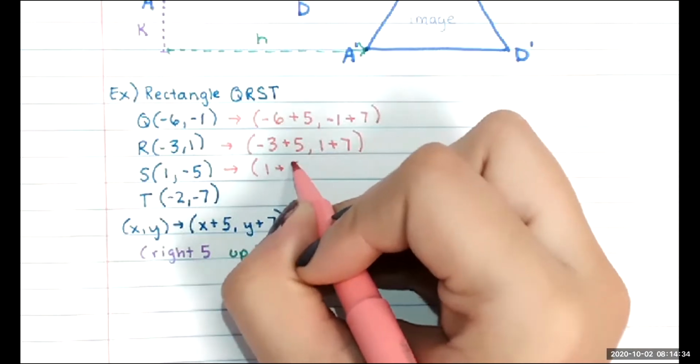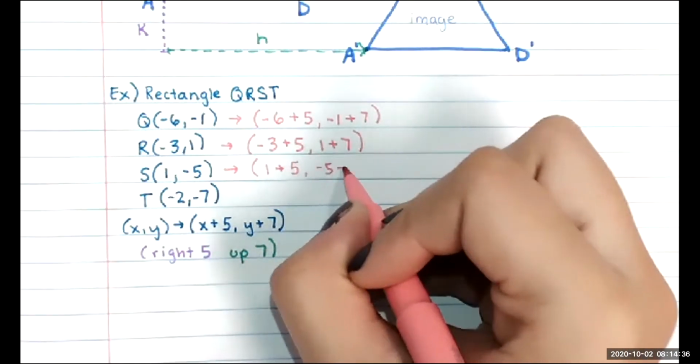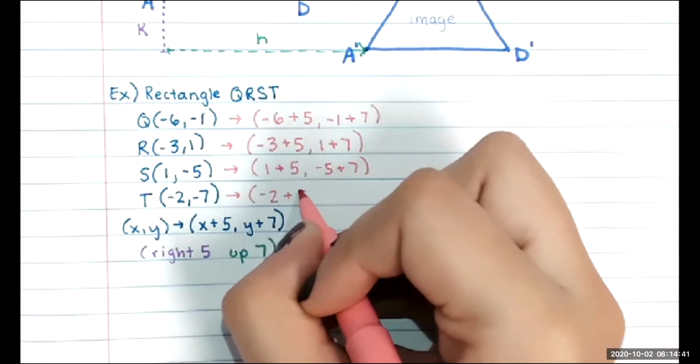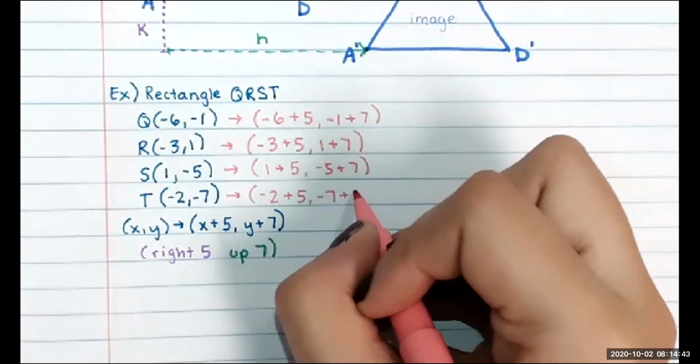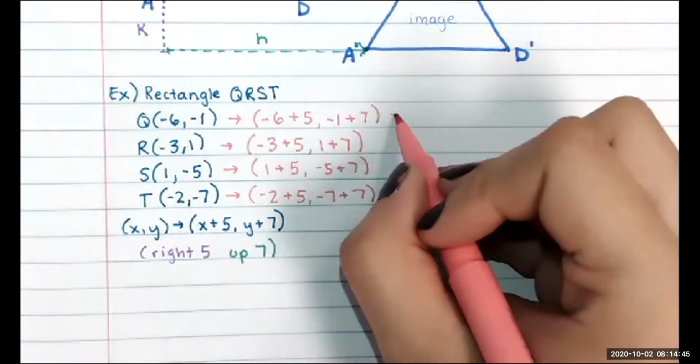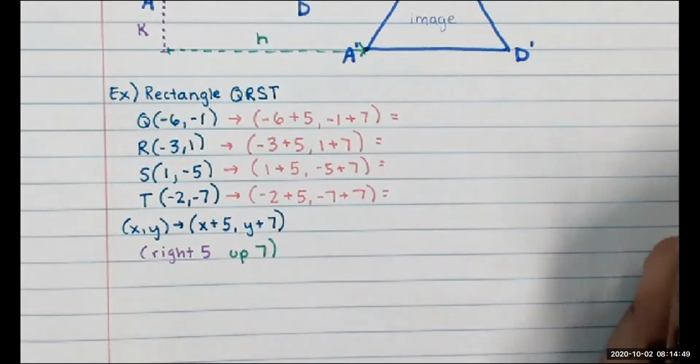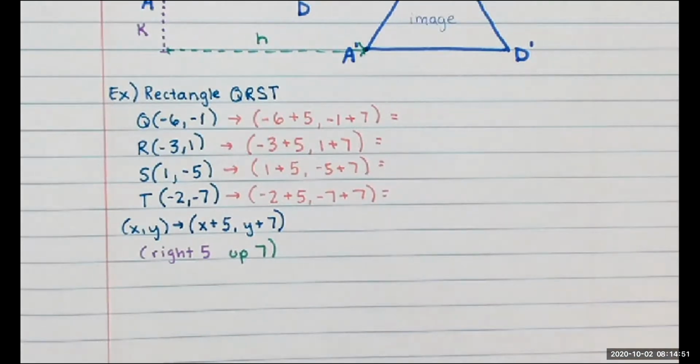1 plus 5, -5 plus 7. And lastly, -2 plus 5, -7 plus 7. And of course, we want to simplify this and just figure out what those numbers are. So you just have a lot of little addition going on here. And again, if you struggle with adding and subtracting signed numbers like these, just use a calculator.